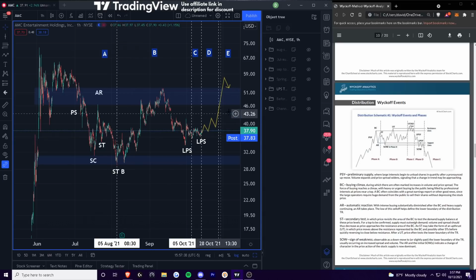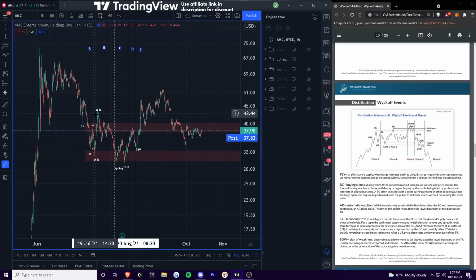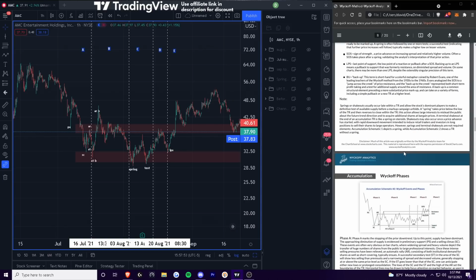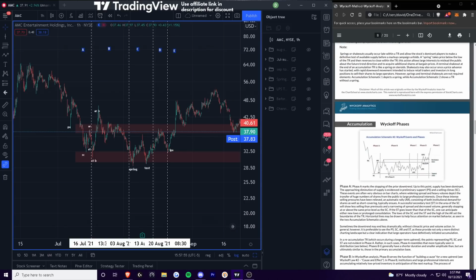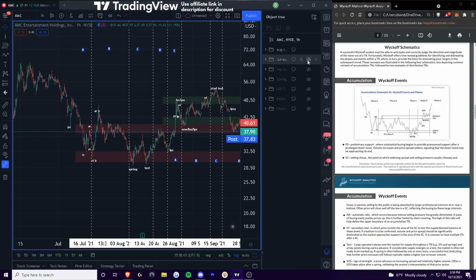but with these larger theories, right, these larger accumulation schematics, I think that we also had a smaller accumulation occur here, right? Let's zoom in here. I'll show you an accumulation schematic again. We had a smaller accumulation occur here, and then we had distribution.